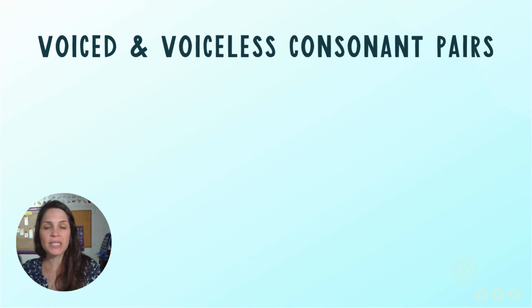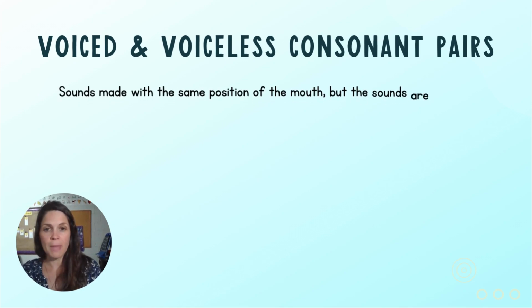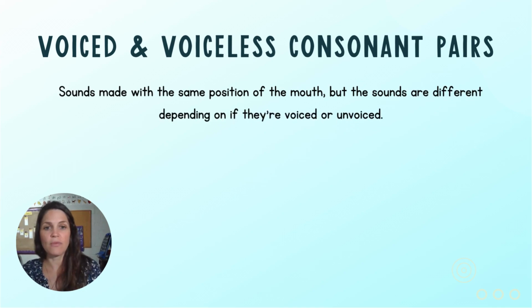Let's talk about voiced and voiceless pairs. As I mentioned before, all vowel sounds are going to be voiced. However, consonant sounds can be voiced or voiceless. So these pairs are actually sounds in our English language that are made with the exact same position of the mouth, but the sounds are different depending on whether they're voiced or unvoiced.